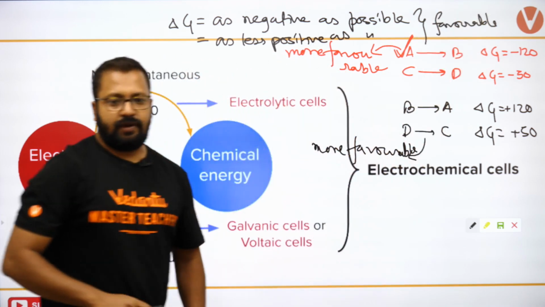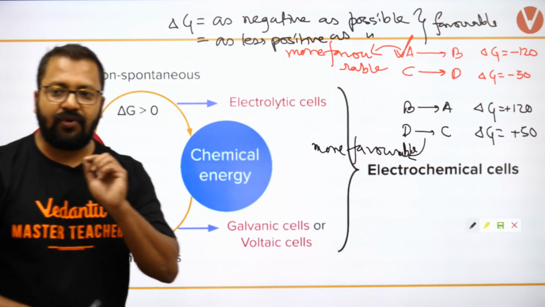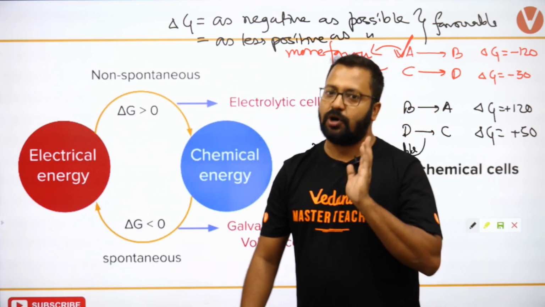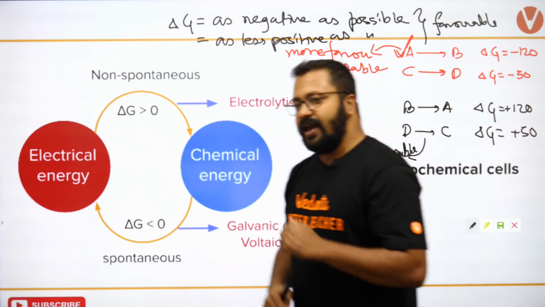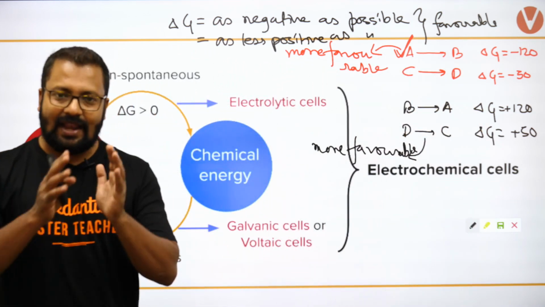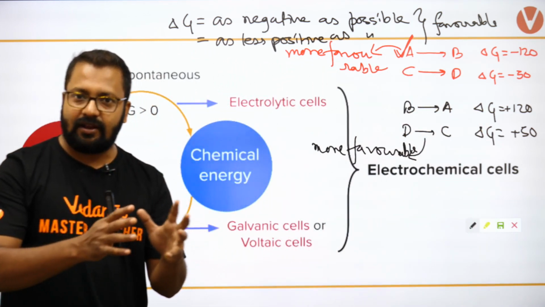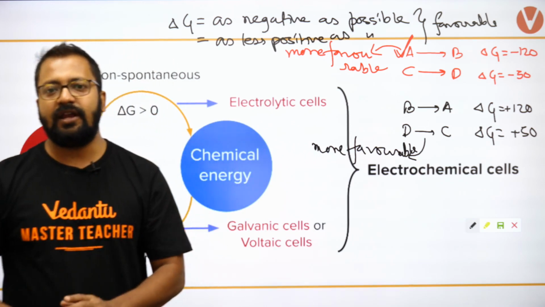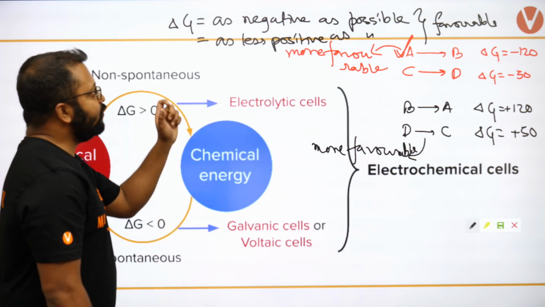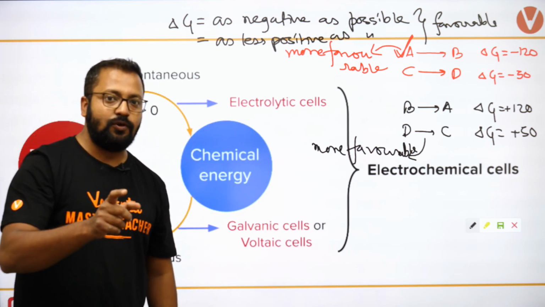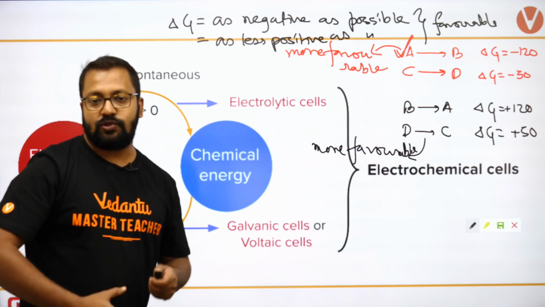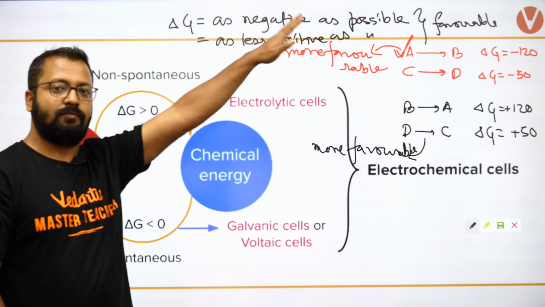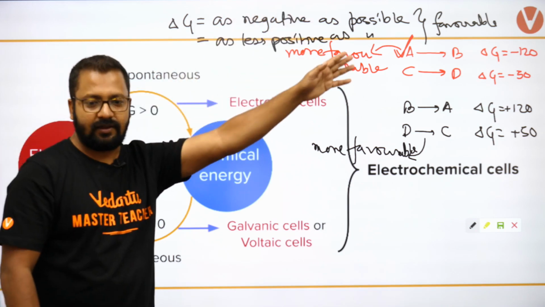फेवरेबल के लिए ये कंडीशन रहती है. Okay, for favorable this will be the condition, as less negative and as less positive. ठीक है. So whenever we would be discussing electrovoltaic reactions or galvanic reactions where chemical energy is converting into electrical energy, I would be taking those values to be more favorable, जहां पर कि डेल्टा जी जितना नेगेटिव है उतना अच्छा है. ओके, जितना ज्यादा नेगेटिव है.